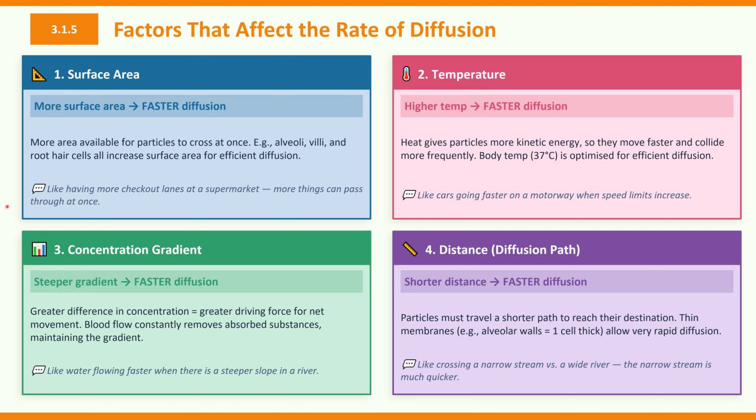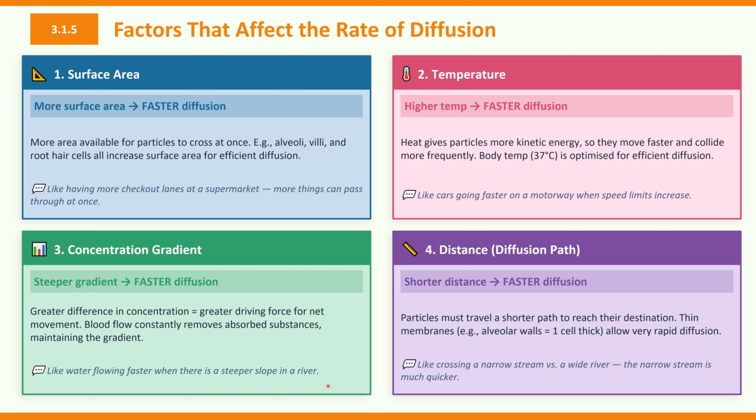Third is the concentration gradient. A steeper gradient results in faster diffusion. Greater differences in concentration mean a greater driving force for net movement. Blood flow constantly removes absorbed substances, maintaining the gradient, like water flowing faster when there is a steeper slope in a river. The gradient is just the difference in concentration between two areas.